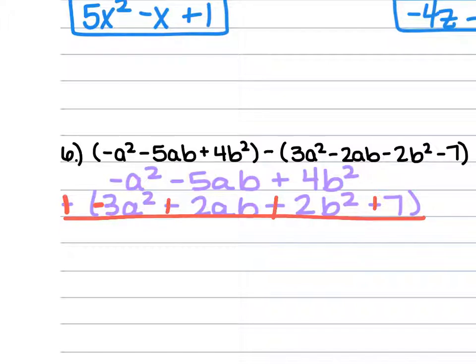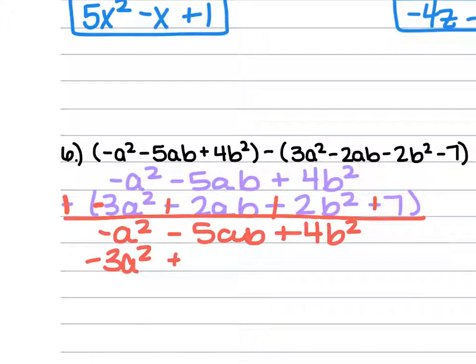we're going to rewrite, then combine like terms. So negative a squared minus 5ab plus 4b squared. And then we're going to have a negative 3a squared plus 2ab plus 2b squared plus 7. Now combine the like terms.